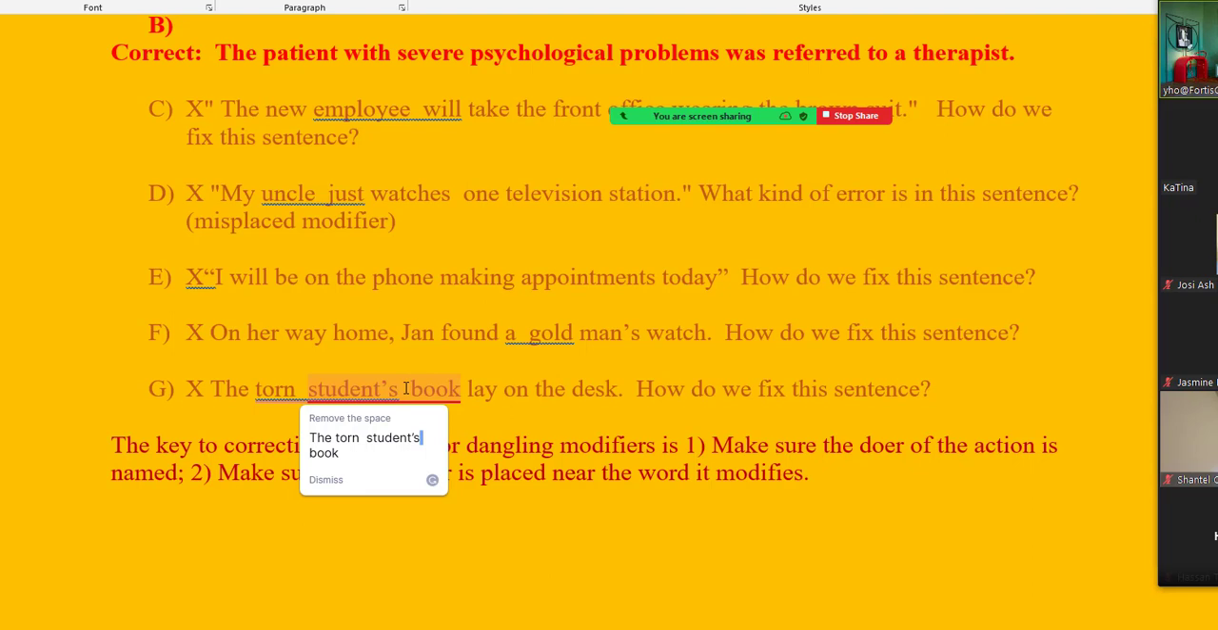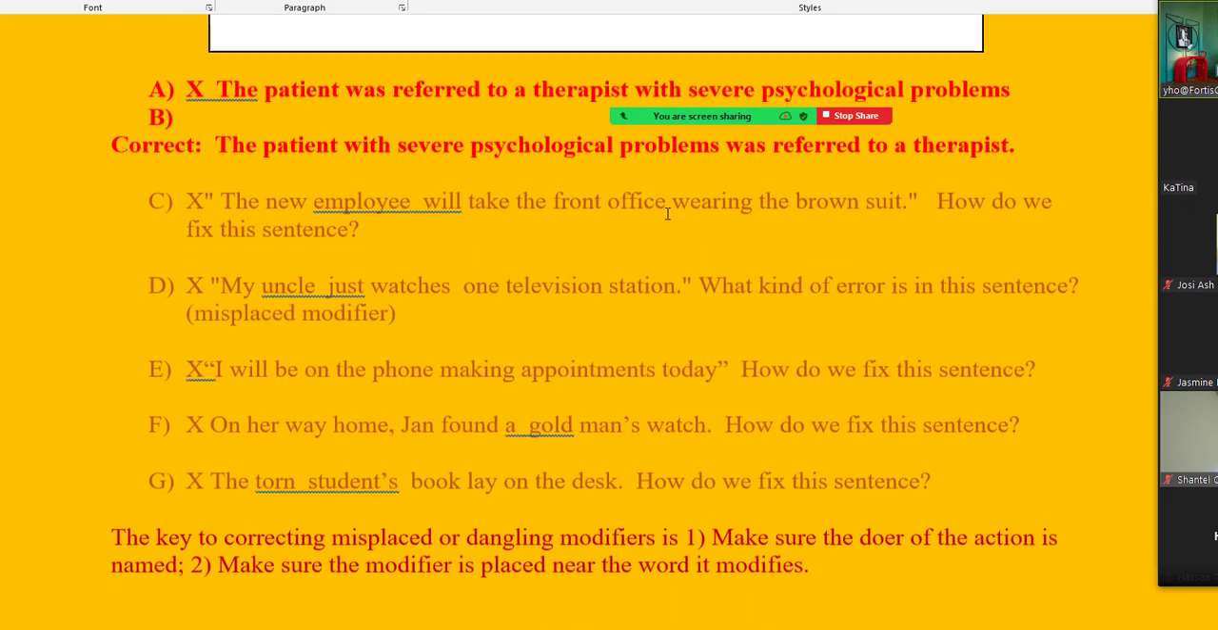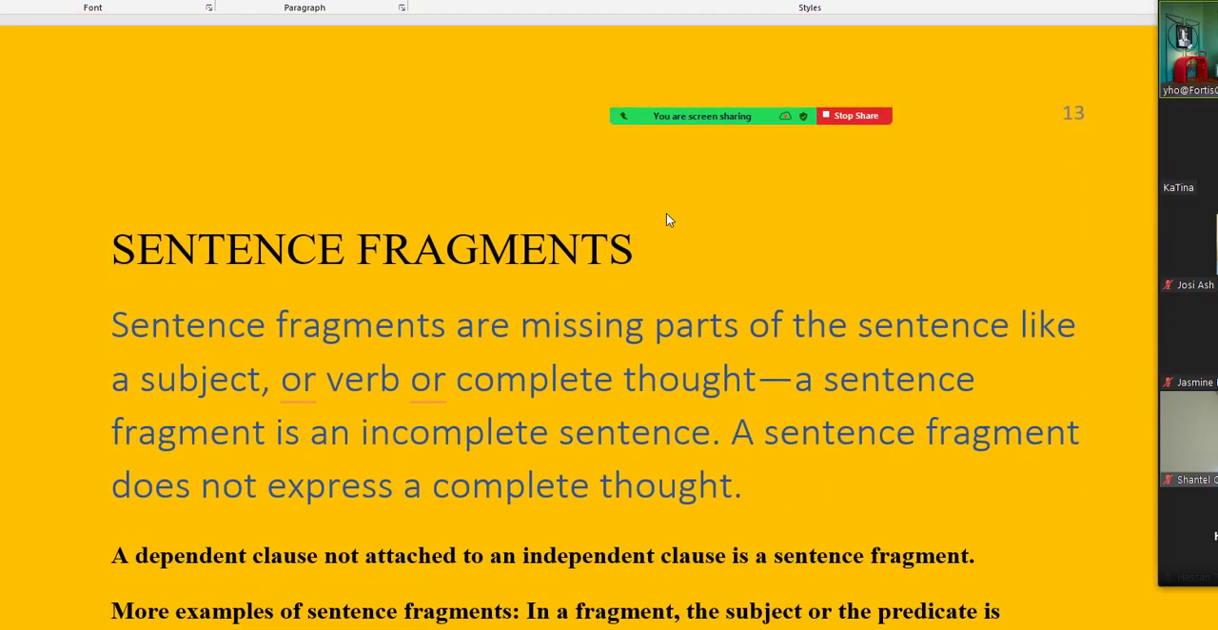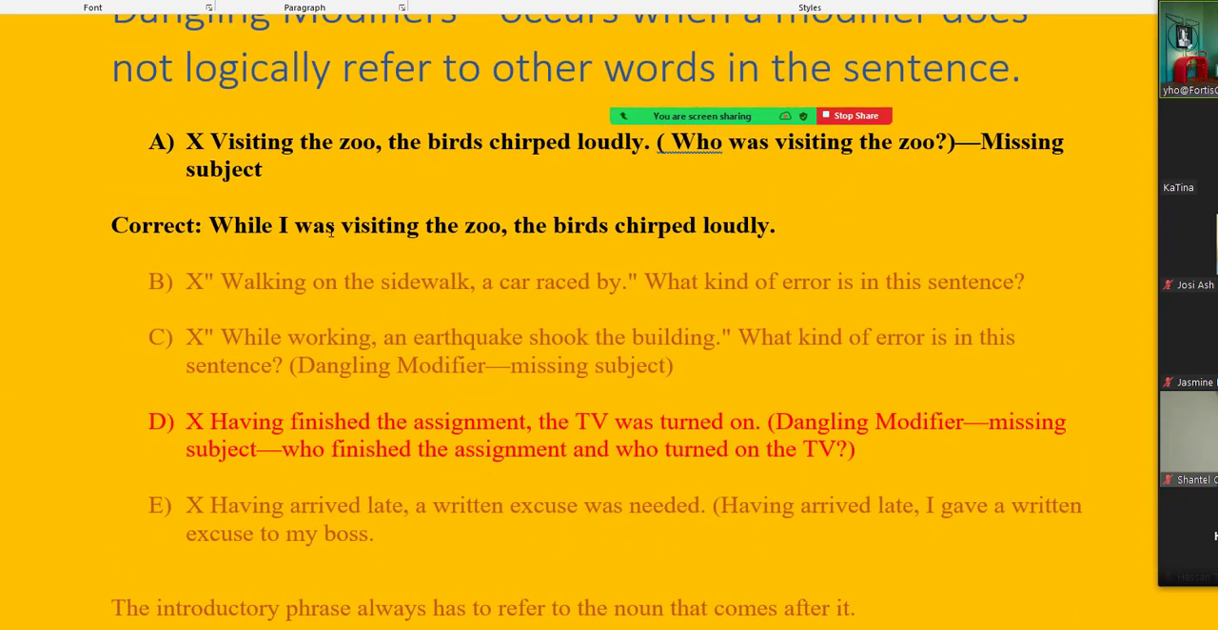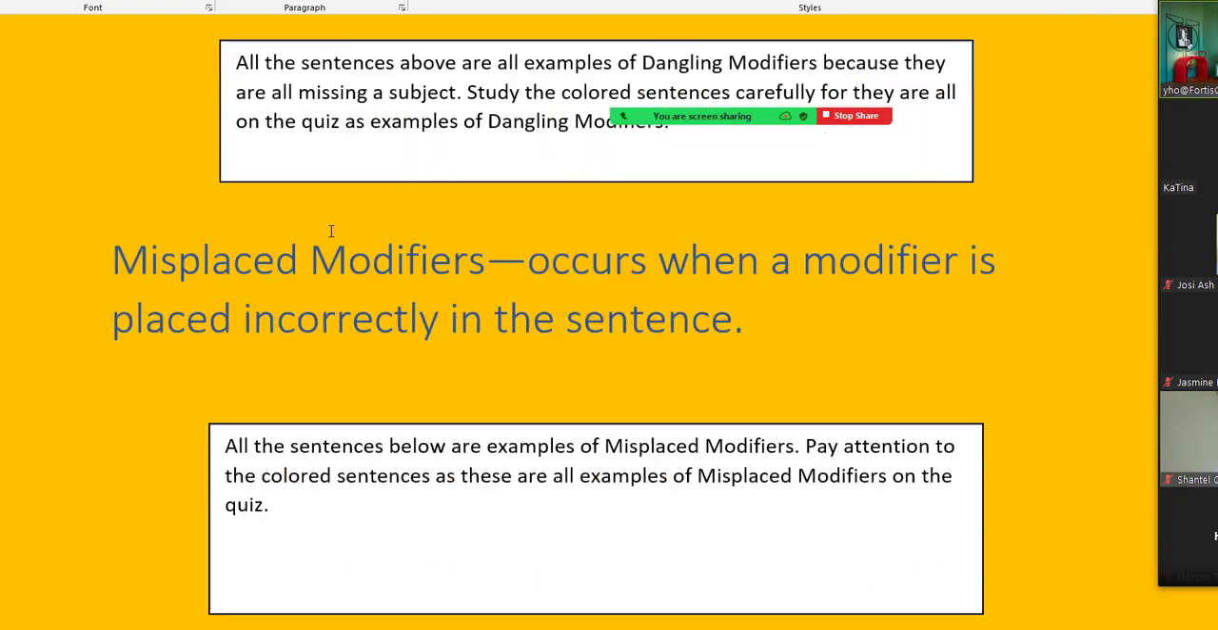You see, it's trying to tell me to correct it this way. So sometimes Grammarly is not correct when it comes to word usage. So anyway, the student's torn book lay on the desk. And therefore, Grammarly is not very good at correcting misplaced modifiers. So that's what you learn from that. But it's good with punctuation. So does everybody understand the difference between a misplaced modifier and a dangling modifier?